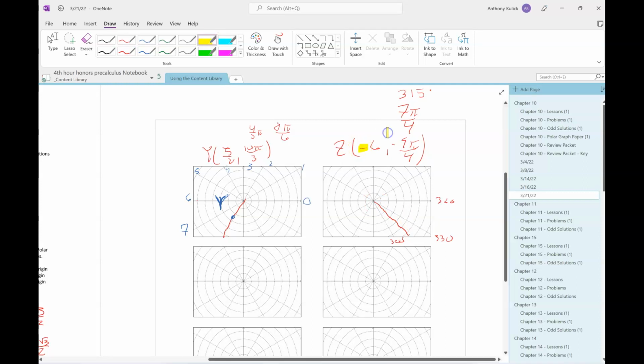Now, because this is negative, I know I'm going to have to flip it onto the other side. And now I'm going to count 6 circles down. So 1, 2, 3, 4, 5, 6. Looks like right over there.